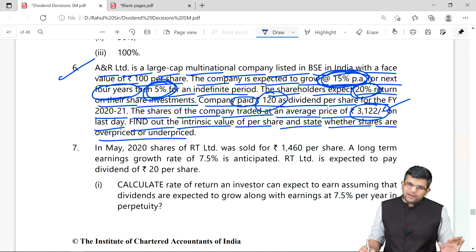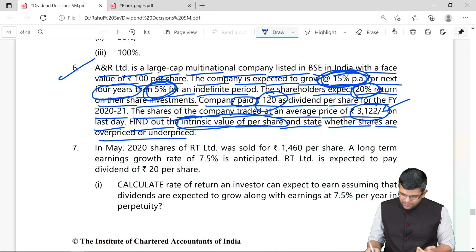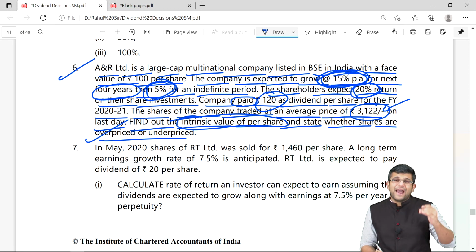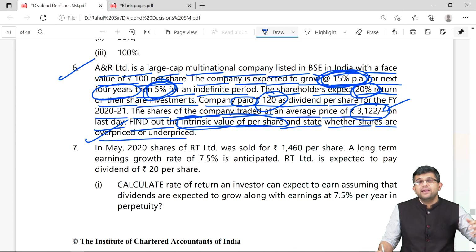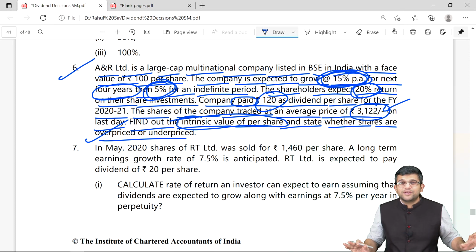Everybody understood till here? So that's what they're asking you. Find out the intrinsic value of the share, that is 1140, and state whether the shares are overpriced or underpriced. They are obviously overpriced, since the actual current market price of the share is greater than the intrinsic value, the theoretical value, the value that I am ready to max pay. So children, everybody understood this question.